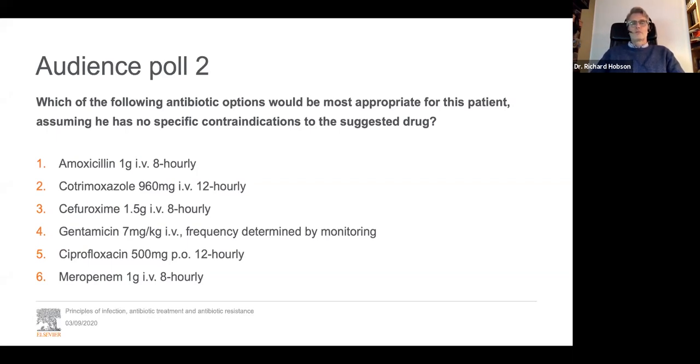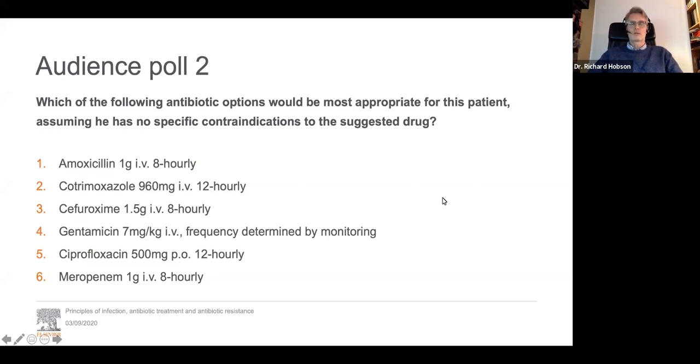I should say, while you're voting, it's probably a really important point that I made earlier, which is that antibiotic choices are very much a local matter for local epidemiology, and therefore the choices that I make in my practice may not accord with what you would do in your practice. So let's see the answers. The favorite choice here is cefuroxime 1.5 grams 8 hourly. The second favorite was ciprofloxacin. I think that's quite interesting.